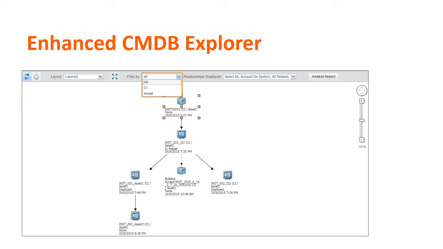When only CI Management is enabled, the CMDB Explorer displays only related CIs and CI to CI relationships. When only IT Asset Management is enabled, the CMDB Explorer displays only related assets and asset to asset relationships. The Filter by List on the toolbar is not displayed when only CI Management or IT Asset Management is enabled.